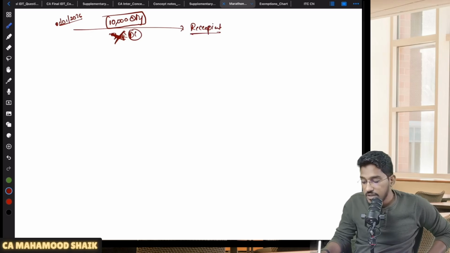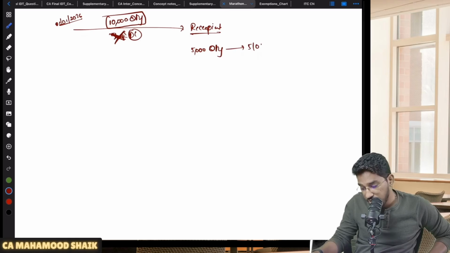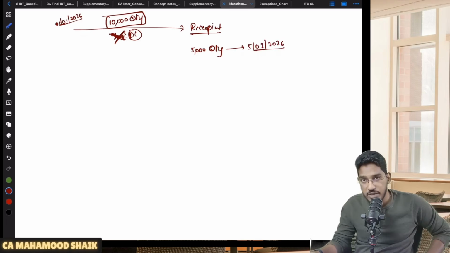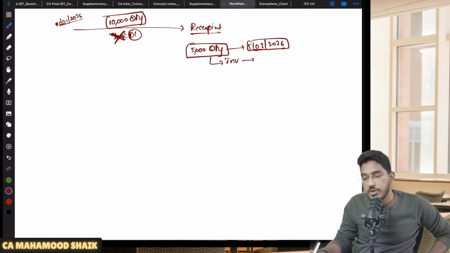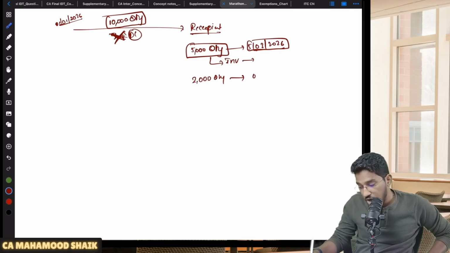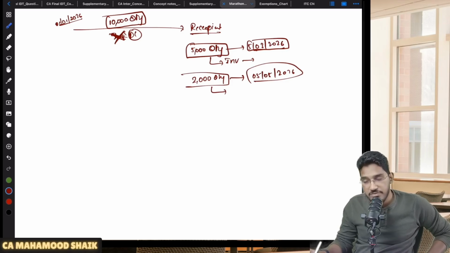Let us say, for example, out of the 10,000 quantity, 5,000 quantity he has accepted. On 5th of March 2026, this person has given approval for 5,000 quantity. So the supply has taken place on 5th of March 2026, and for that 5,000 quantity, invoice is required to be given on or before 5th of March. Another 2,000 quantity, he gave approval on 5th of May 2026. So this supply has taken place on 5th of May. On or before 5th of May, you are required to issue the invoice.